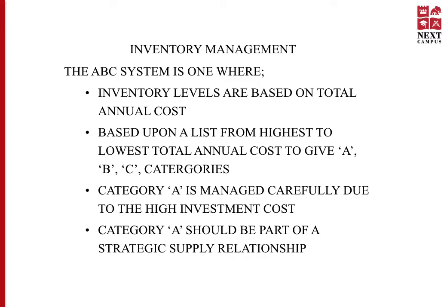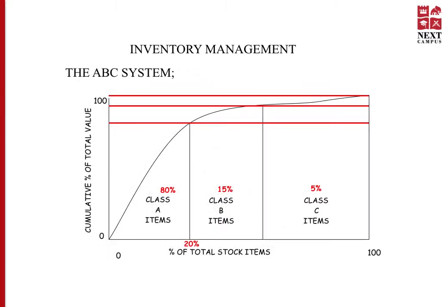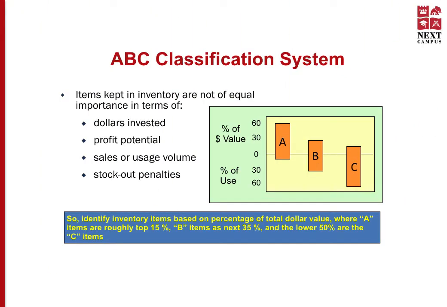Category A should be managed carefully due to the high investment cost of these items. Therefore, the process of managing category A items should be part of a strategic supply relationship. You can also classify inventory items based on dollars invested, profit potential, sales or usage volume, or stockout penalties.